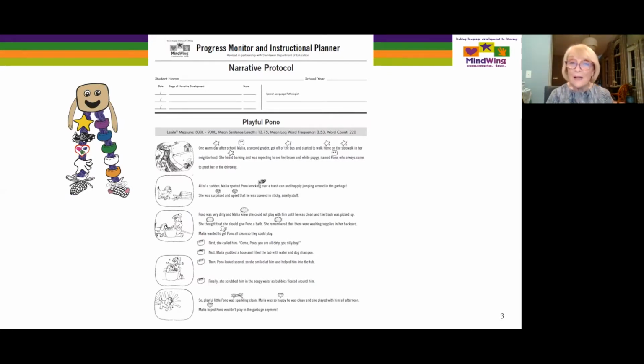So this is the narrative protocol that we developed when working with Verna Chinen and the group in Honolulu. It's called Playful Pono, and there are 5 pictures that go along with it. So the child listens to the story and then looks at the pictures put out in front of them and tells the story back using the pictures. So it's a way to document some progress. We're looking for certain things, characters, settings, actions in an age group like we're working on.